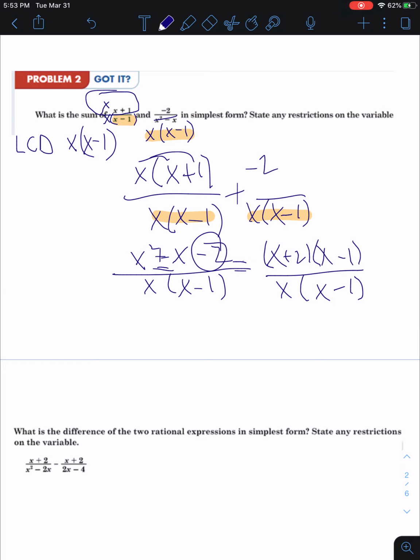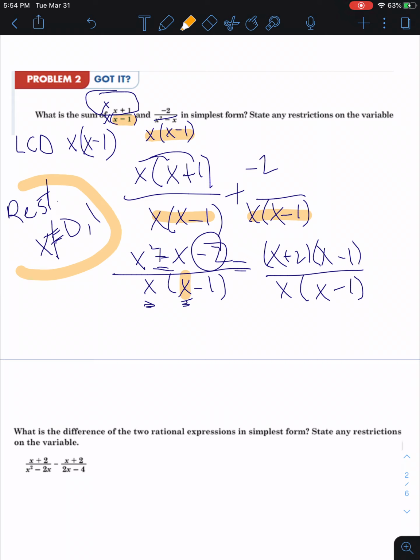And my restrictions, I'm going to come over here and put them. Restrictions would be that x cannot equal 0, because that would drive this guy to be a 0, and then the denominator would have to be a 0. So that can't work. And then x can also not equal 1, because if I put a 1 in here, that would make this 0, and 0 times anything would give me 0. So there's my restrictions.